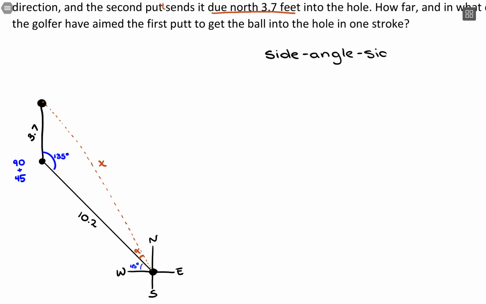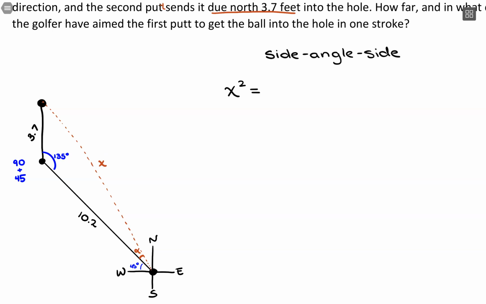So we don't have enough information to use law of sines, so that's where we're going to be using law of cosines. So first, let's just go with solving for this side length here. So let's say I want to find x. So for law of cosines, that would be x squared.